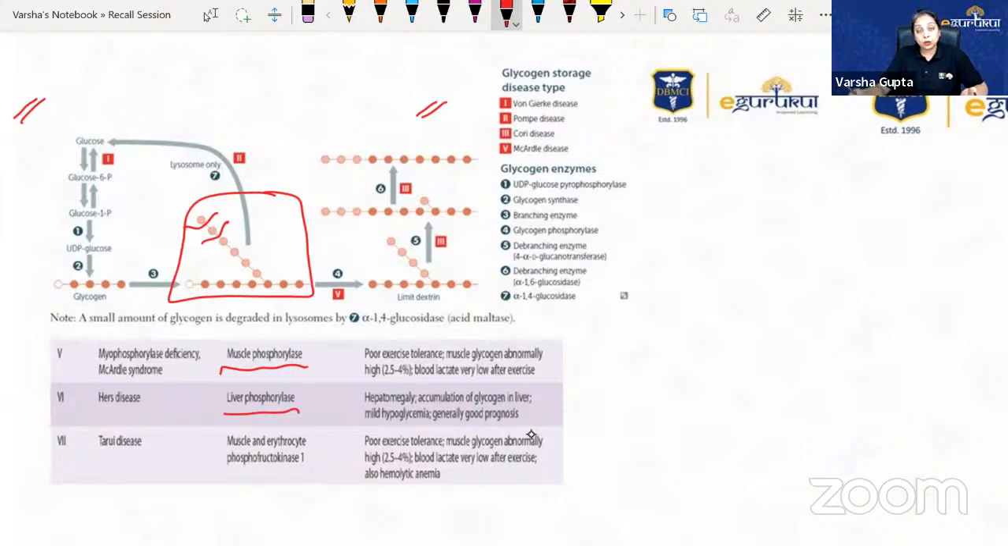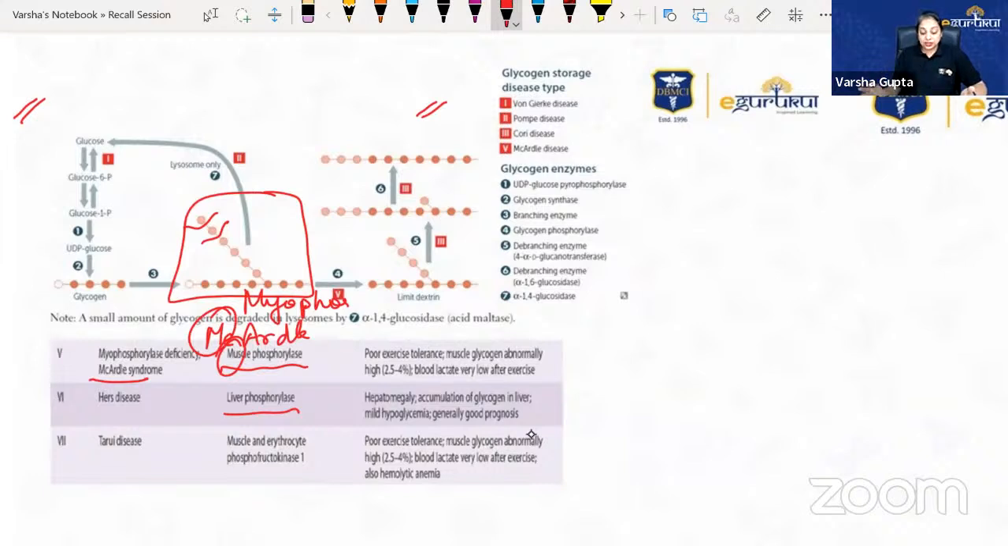And these are also related to the glycogen storage diseases, right? They may ask you in the next exam. So just know this right away, because this is a part of a high yield topic, right? Muscle phosphorylase deficiency leads to McArdle syndrome, also known as myophosphorylase deficiency.